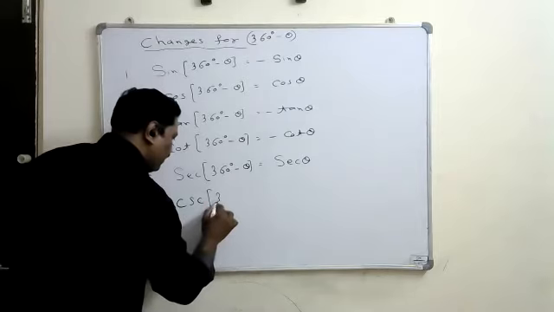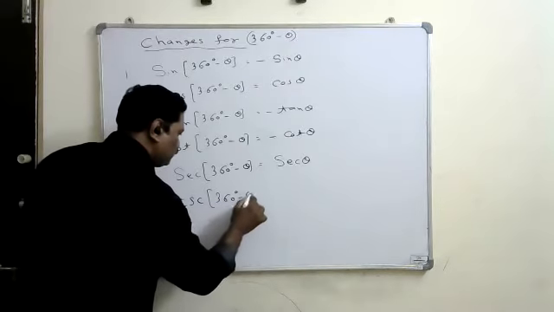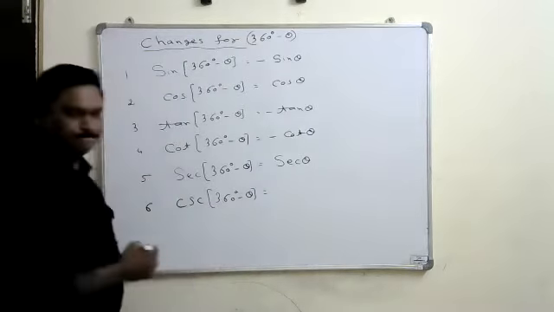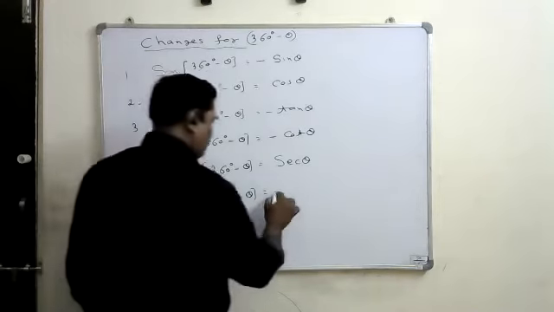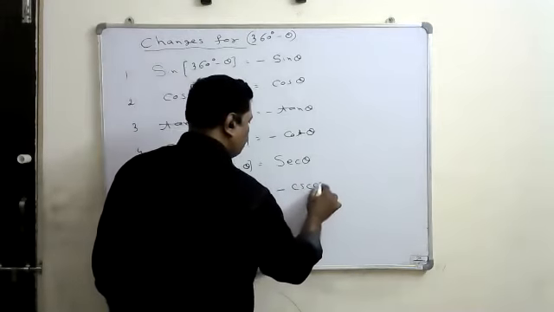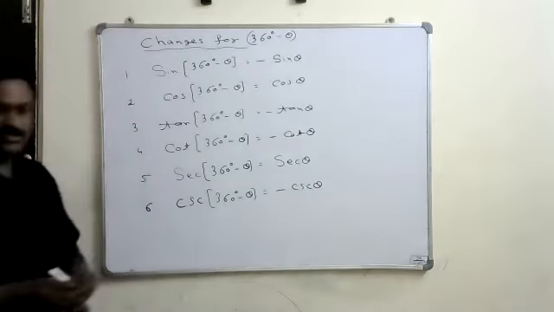Cosecant of 360 degree minus theta. Minus cosec theta. Minus cosecant theta, good. So like that, the functions are going to change. Write that down.